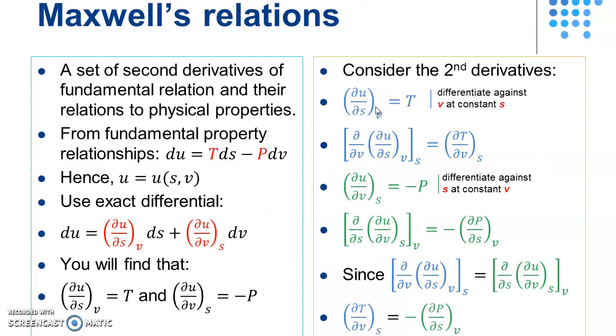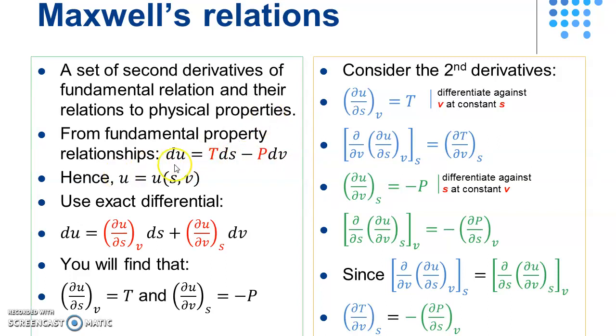So the next one is Maxwell's relation. So what is Maxwell's relation? It is a set of second derivatives and their relations to physical properties. So from the fundamental property relations, which we have established in the first week, alright, you remember you get dU equals to TdS minus PdV.